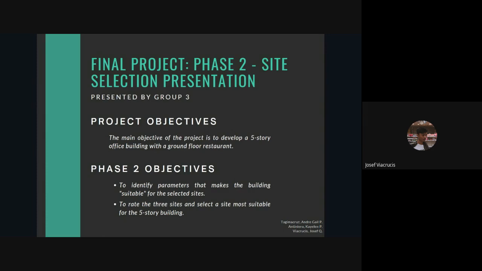Okay, sir. Good morning, everyone. So this is our site selection process. So the main project objectives. The main objective of this project is to develop a 5-story office building with a ground floor restaurant. So with that, these are the site selection objectives: to identify parameters that make the building suitable for selected sites, and to rate the 3 sites and select the site most suitable for the 5-story building.